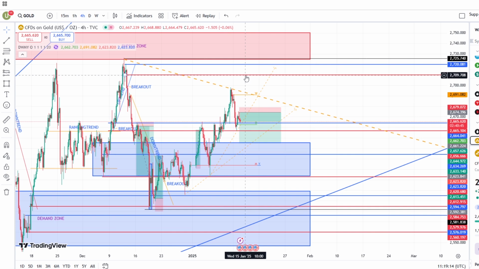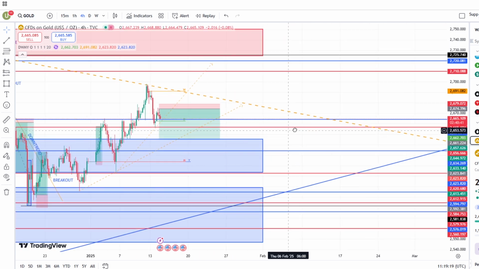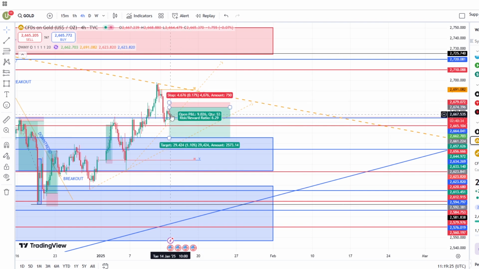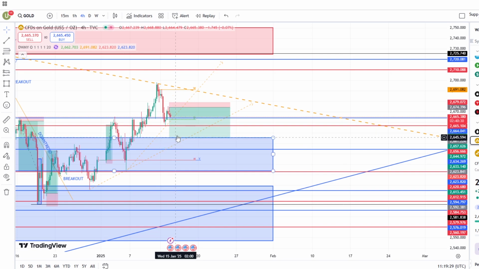Okay, that's it for today guys. I gave you the 2 possibilities that I'm looking at for gold. It's either it breaks below this demand zone and then starts using it as a supply zone, or it's gonna continue further up.